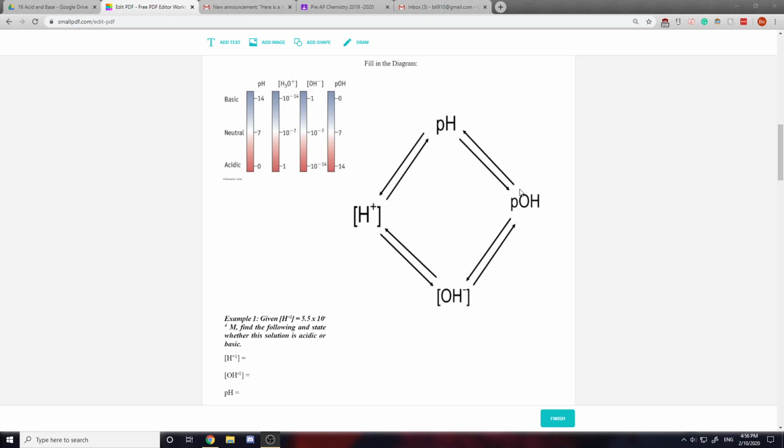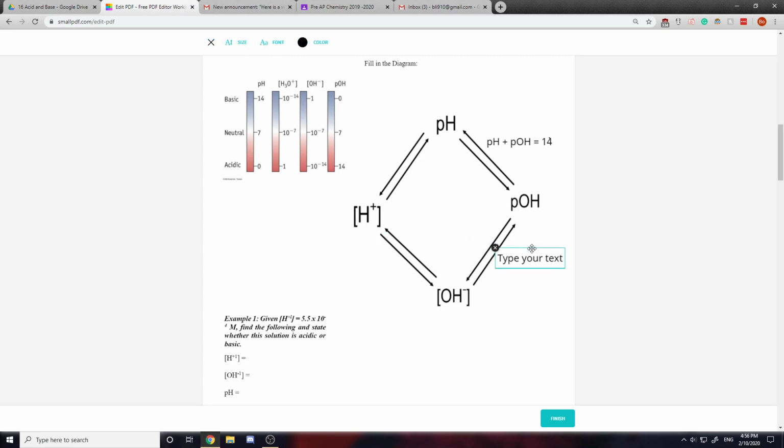So we know the relationship between pH and pOH is that when you add them together, pH plus pOH, that gives you the number 14. Right? That's just the relationship between the two. So if you're given pOH, if you just subtract it from 14, that'll get you the pH value. So that is the relationship between these two values.